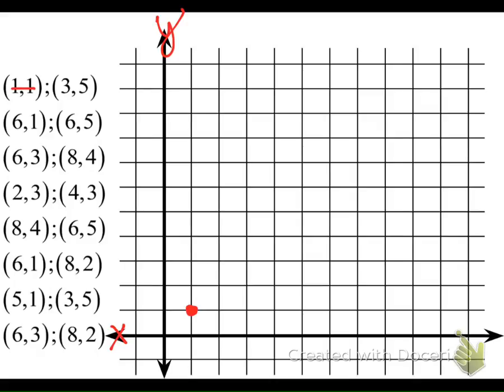You start at the origin. You go over 3 times. Which way? Left or right? Okay. And then what? Then you go up 5 times. And 1. Now, because these two here go together, you're going to connect those 2 lines.